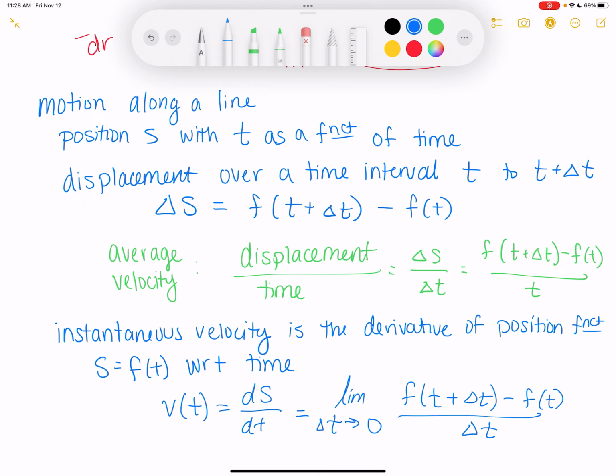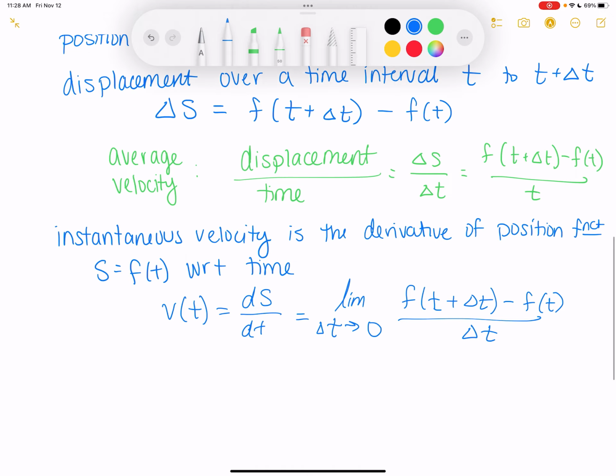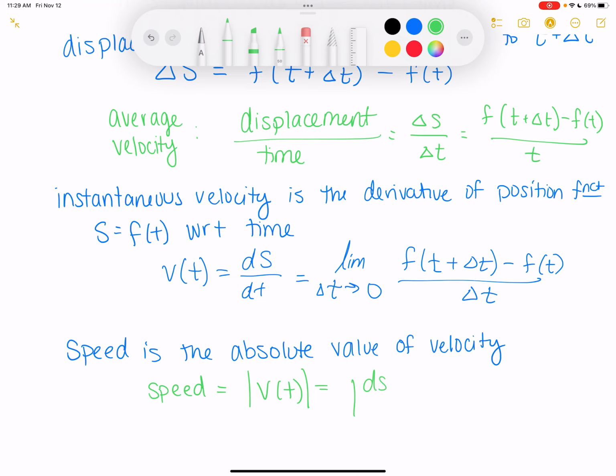And, well, I won't steal the thunder away, but you keep going and you can get to acceleration as well. But we'll get there in just a second. Speed is the absolute value of velocity. Because remember, speed doesn't have a direction, but velocity does. That's why that's the case. Obviously, that's more of something you learned in physics, but speed is equal to the absolute value of v of t, which is equal to the absolute value of ds dt.